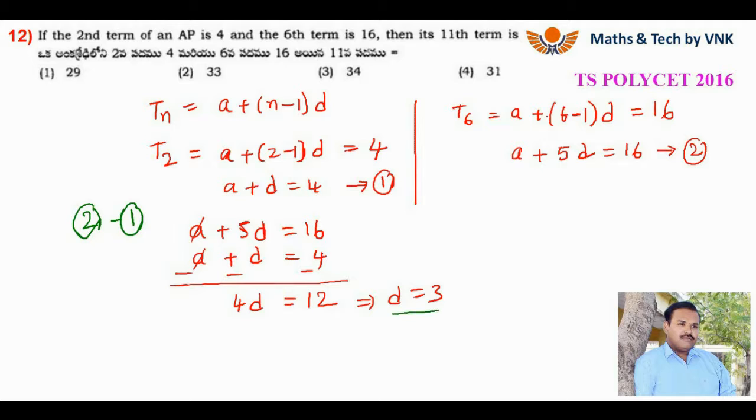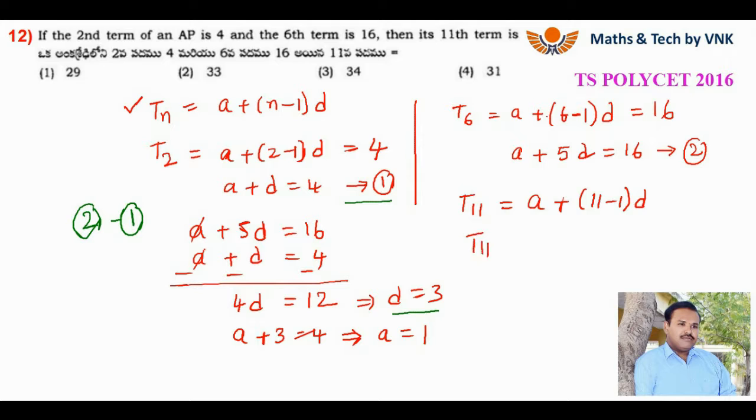Now substitute d is equal to 3 in equation number 1. So a plus 3 is equal to 4, which is nothing but a is equal to 4 minus 3. So a is equal to 1. So the 11th term T11 is equal to a plus 11 minus 1 into d. So we know the values of a and d. So a is 1 plus 10 into d, which is 3. So this is 30 plus 1. So T11 is 31. So the correct option is 4.